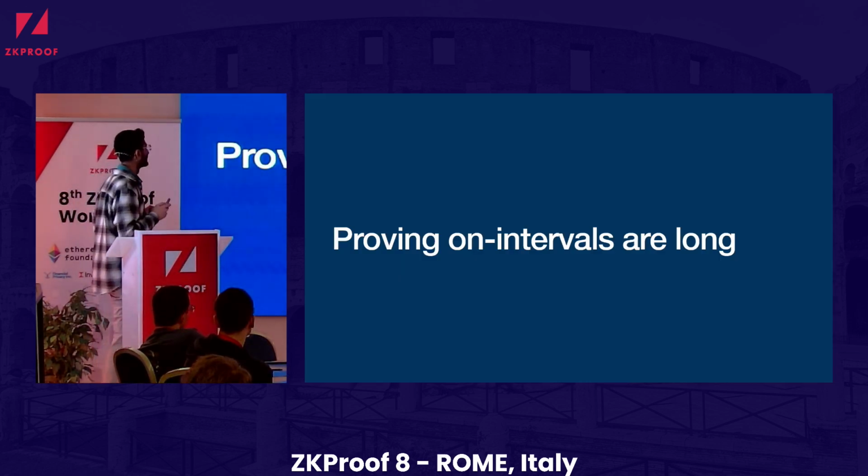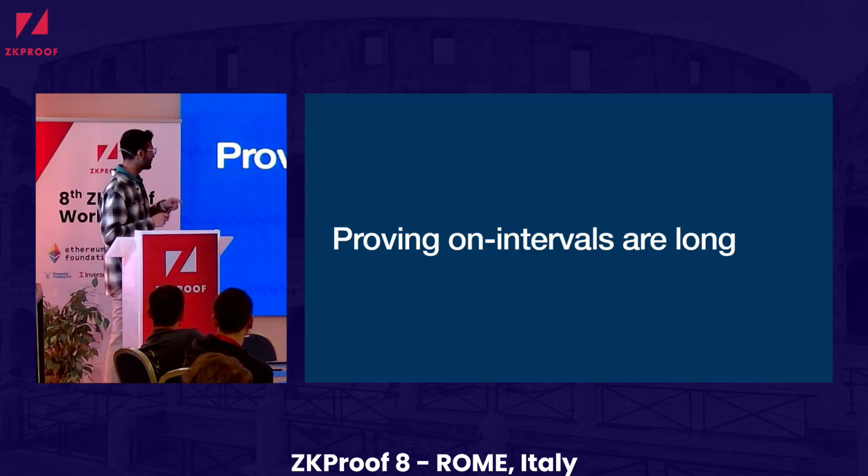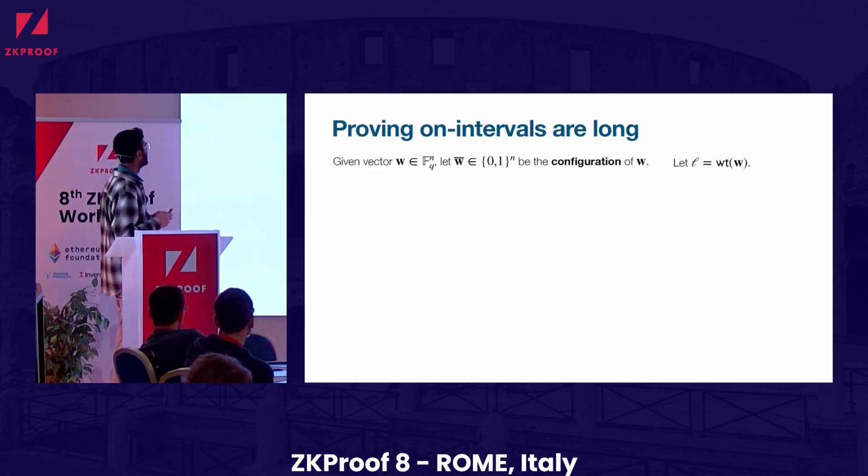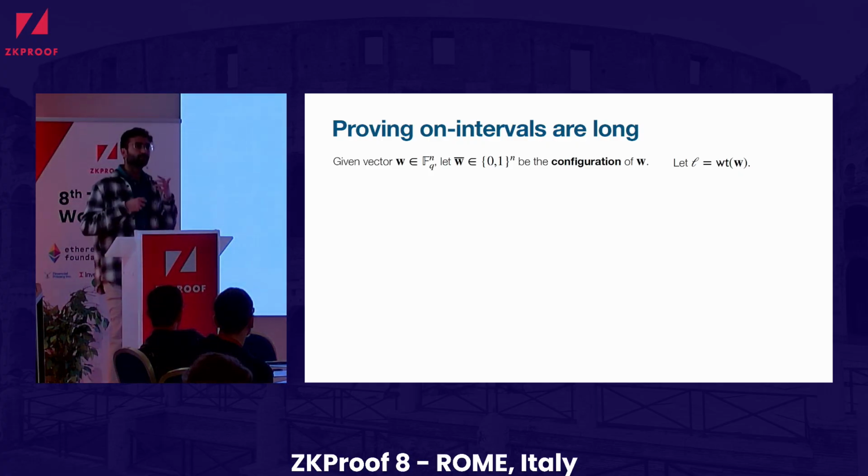1 minute. OK, great. I'm going to very, very briefly go over the second step, which is proving that the on intervals are long. And the rough idea is that you don't actually need to union bound over all the exponentially many different inputs, because you can club a lot of inputs together.